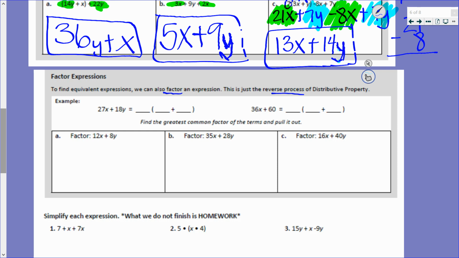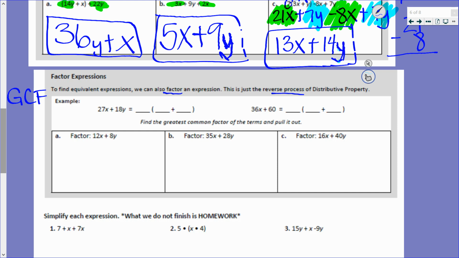Wait, what was it? Oh, greatest common multiple. Greatest common factor. How do we find the greatest common factor? Remember? We add. No? Okay. Cake, yes, I love the cake.